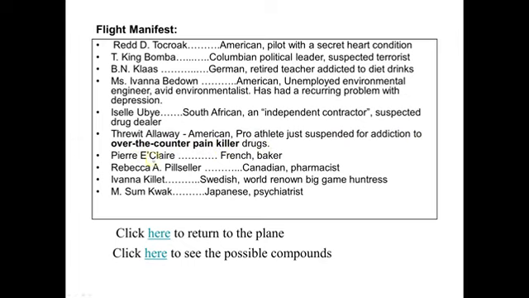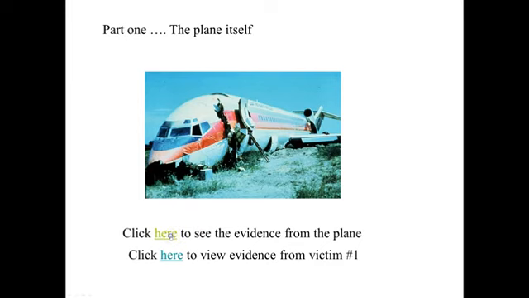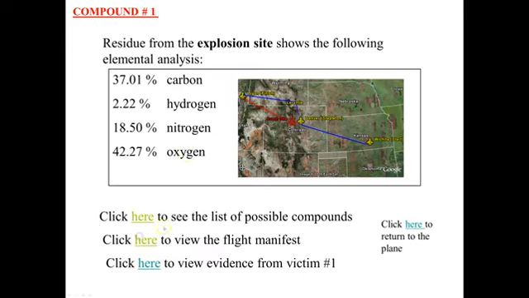Pierre E. Claire is a French baker. Rebecca A. Pillseller is a Canadian pharmacist. Ivana Killet is a Swedish world-renowned big game huntress. And Imsum Kwat is a Japanese psychiatrist. All right, we can return to the plane here. We can click to see evidence from the plane. We already looked at this one, so let's look at evidence from victim 1.